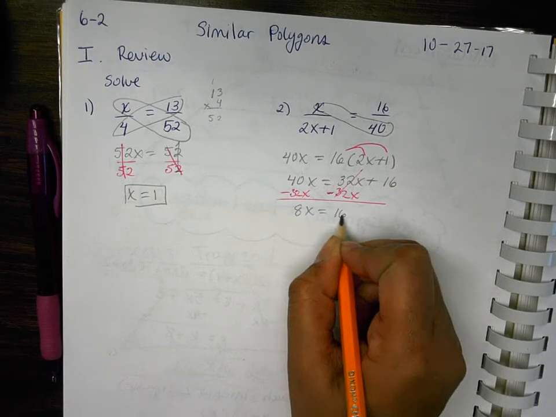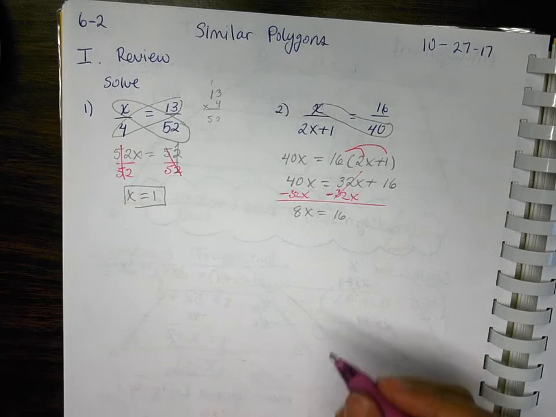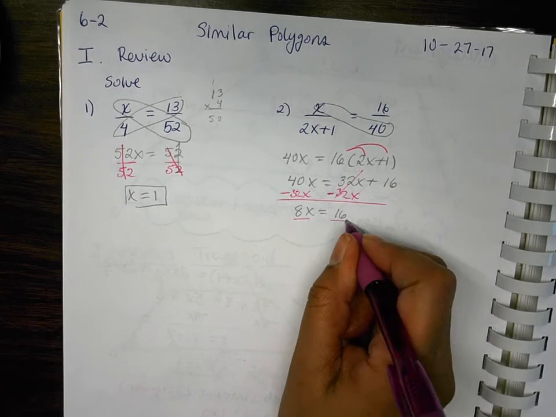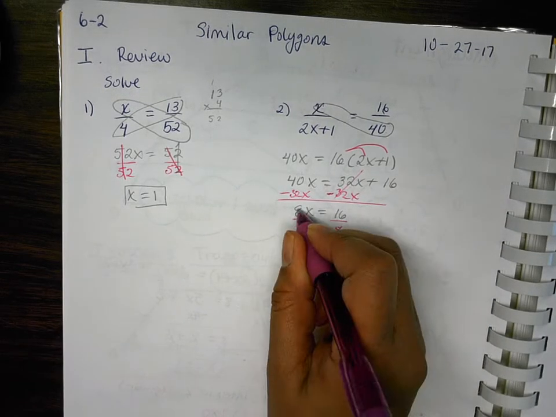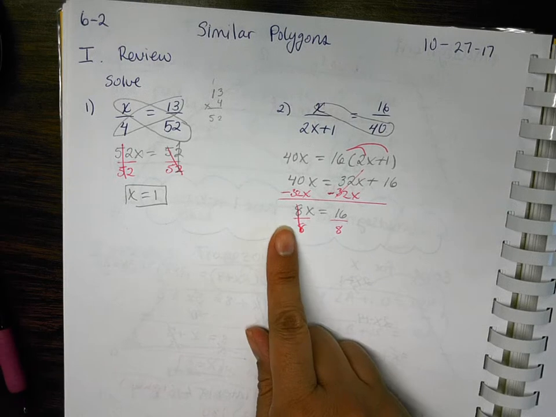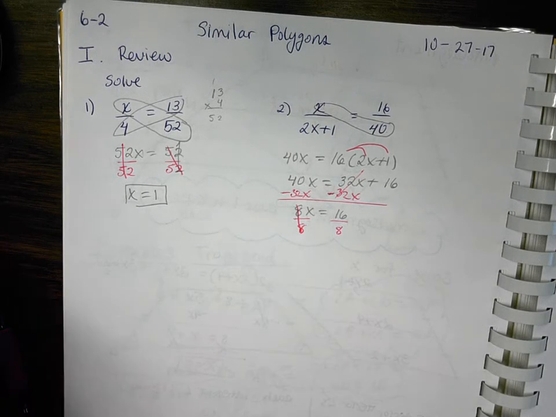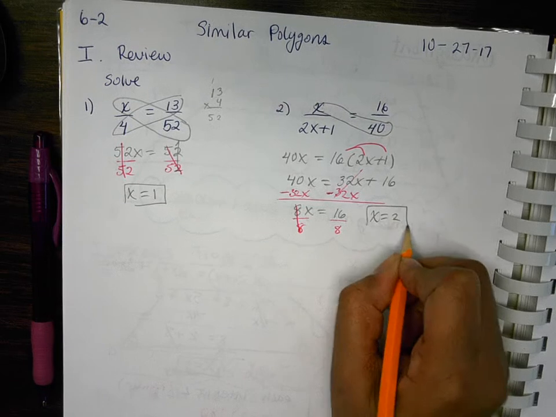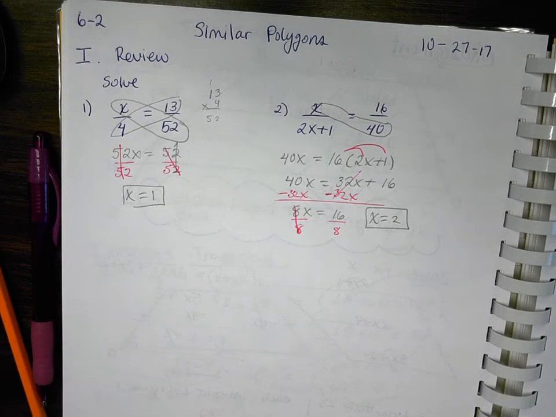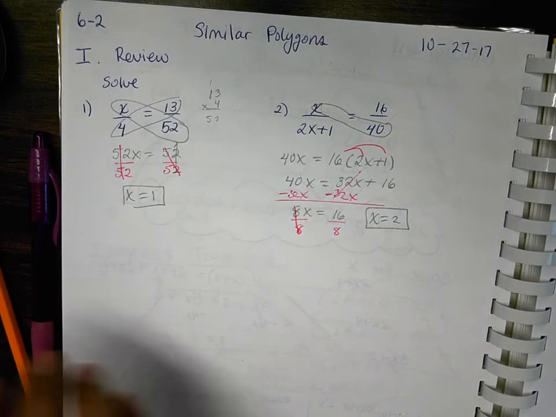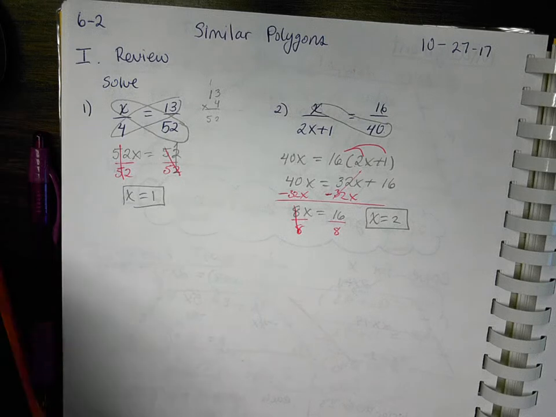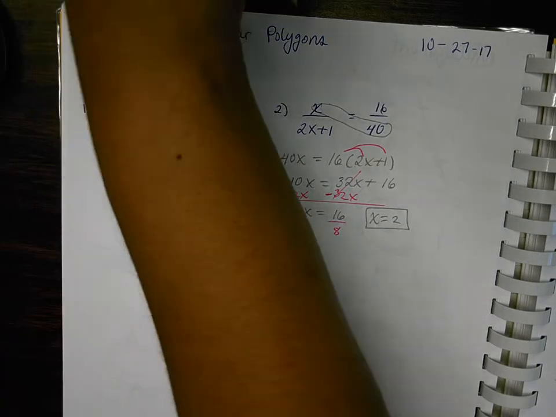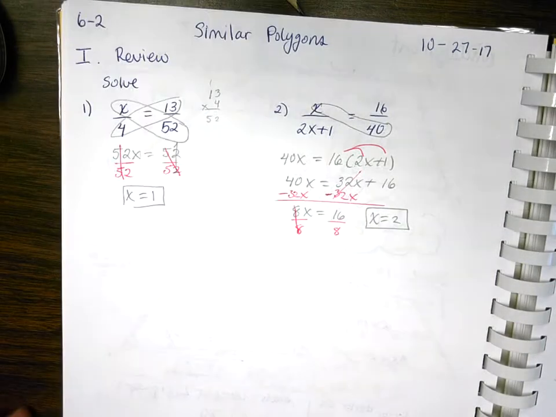8x equals 16. What do we do? Divide by 16 or by 8? 8. Because it's smaller or because it's the coefficient of x? Coefficient of x. So what does x equal? 2. Questions? We're good? Okay.